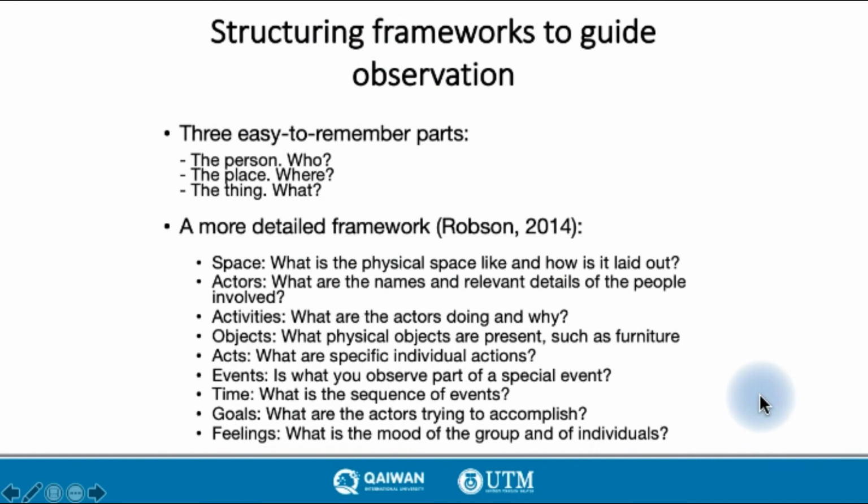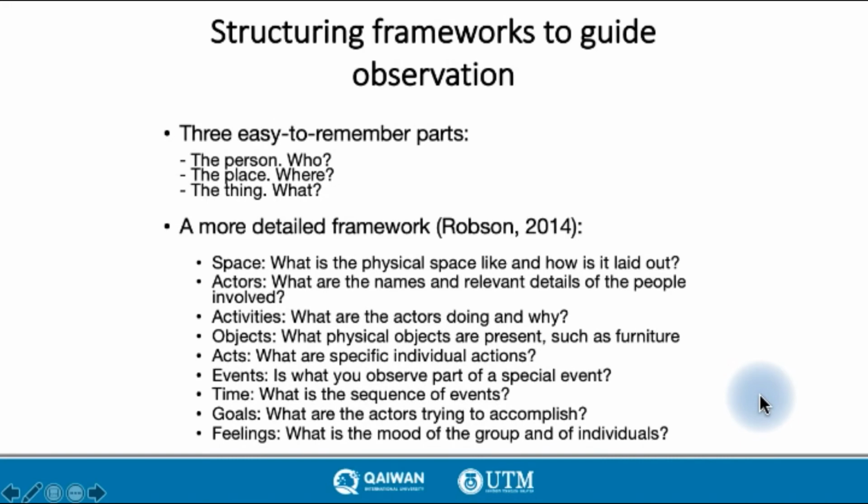So as we talked about the structures of the interview and of the questionnaires, there are also structures for observations, with three easy-to-remember parts: the person is who, the place is where, and the thing is what. So you have to know who the person is that you are targeting. So you go to that person and observe and monitor and see the behaviors.